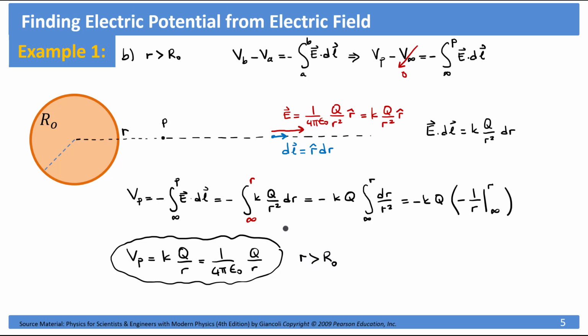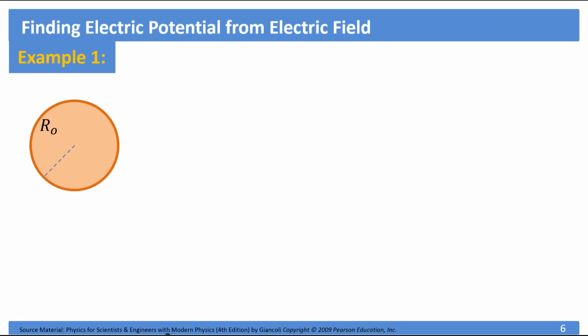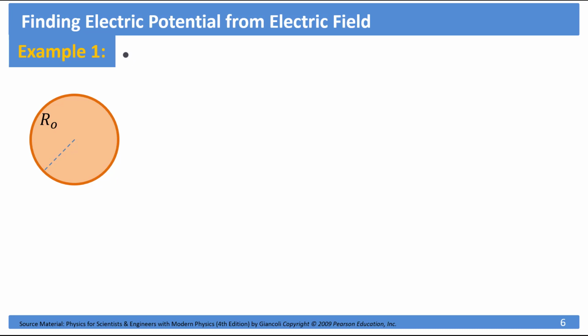One thing to note here is the fact that the electric field of a conducting sphere is just like the electric field of a point charge. So it's only natural to expect the electric potential of this spherical conductor to also be just like that of a point charge, which indeed it is. Alright, now that we are done with the electric potential outside, let's go ahead and calculate the electric potential inside this conducting sphere, where r is less than r0.